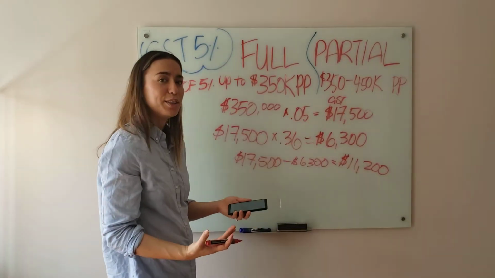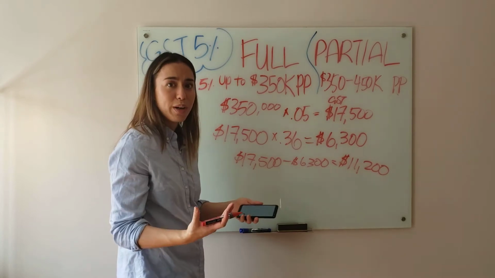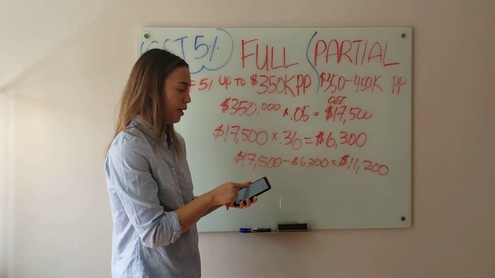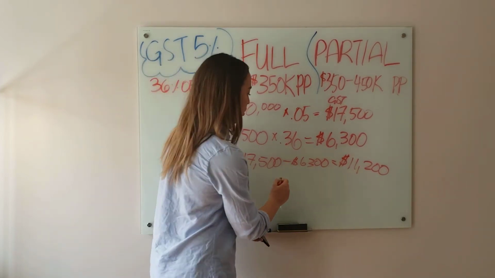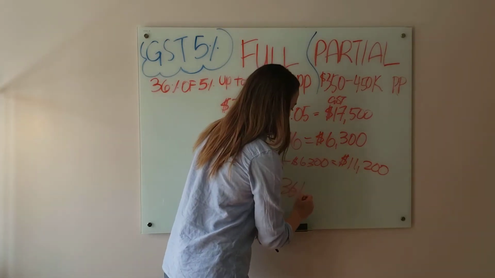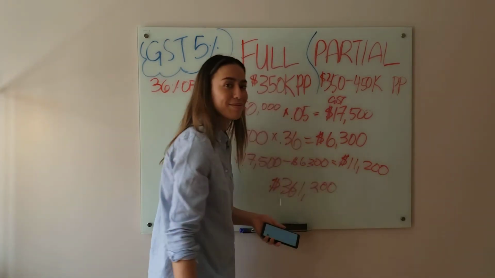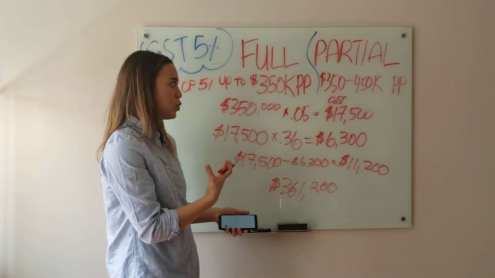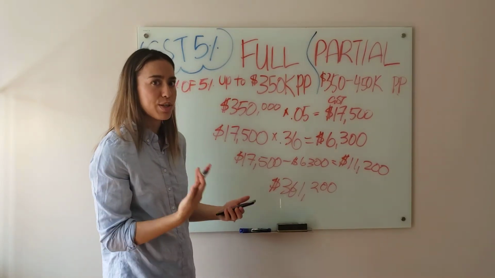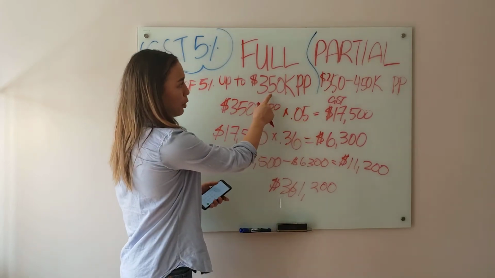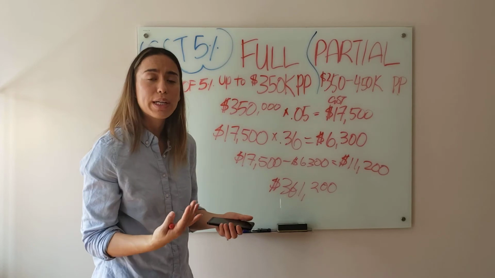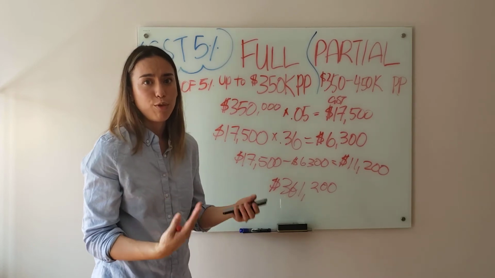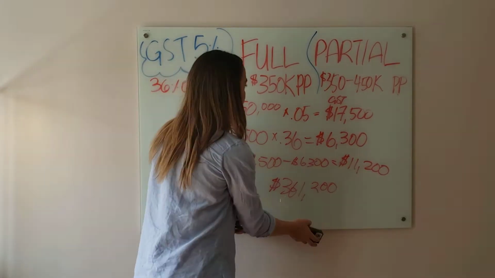So in that situation, your purchase price with your GST included would just simply be $350,000 plus 11,200 is $361,200. So that's how that works, and this would be an example of the full exemption to the absolute max because you're using a purchase price of $350,000, which is the maximum purchase price that you can qualify for the full rebate. So that's that example there.